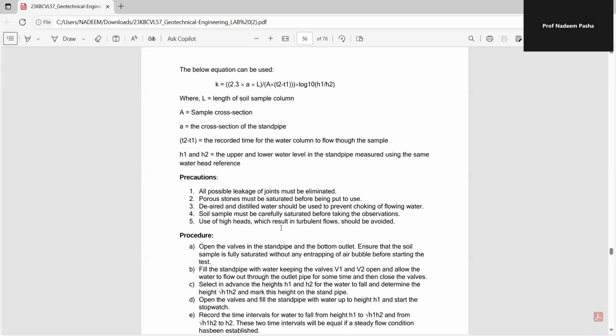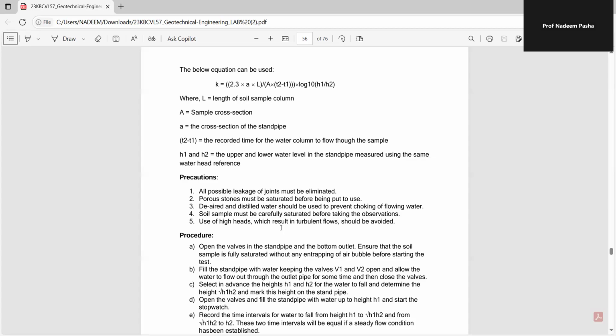After that, what you have to do, fill the standpipe with water, keeping the valves V1 and V2 open, and allow the water to flow out throughout the pipe for some time and then close the valve. After that, you have to select in advance the heights H1 and H2 for the water to fall and determine the heights H1 and H2 and mark these heights on the standpipe.